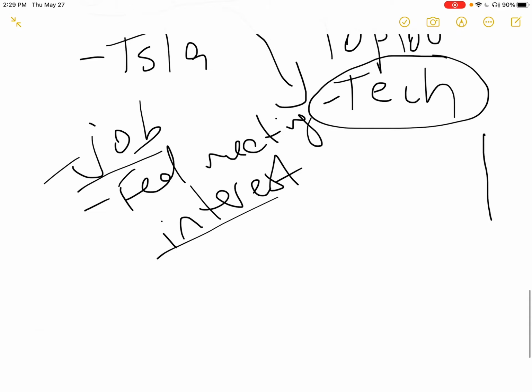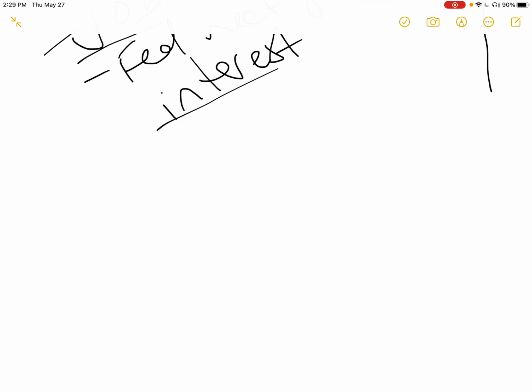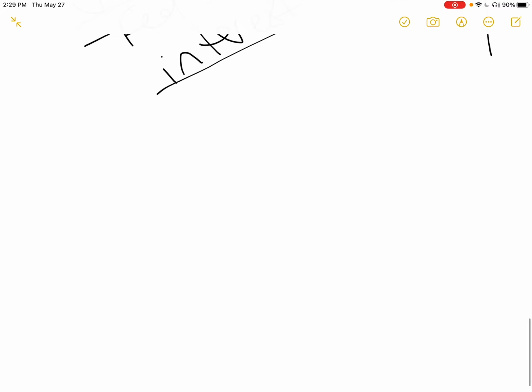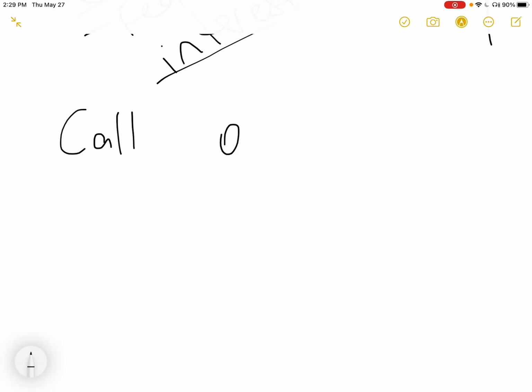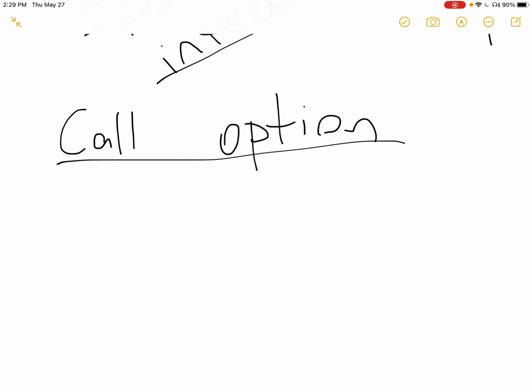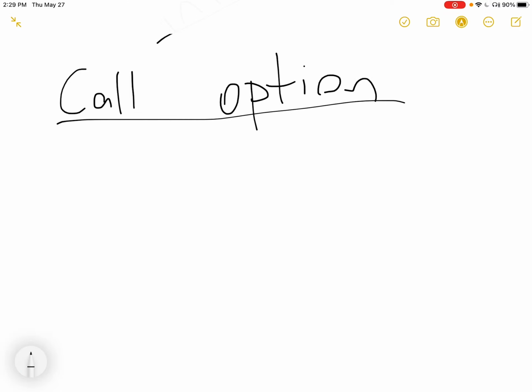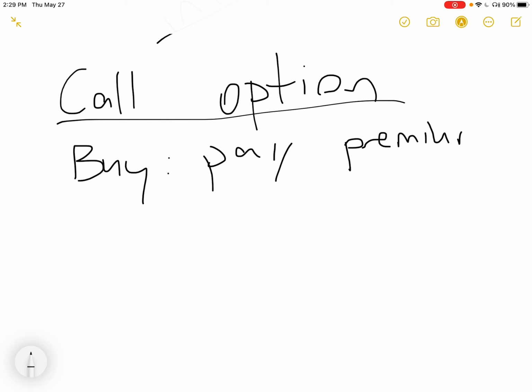In terms of how to explain it in a chart, let's start with the call option. Basically, every time you buy an option, you pay a premium for it, which sometimes they call credit. Sorry, if you pay a premium, you do a debit.